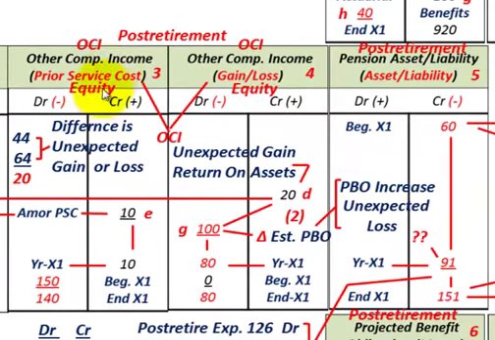Okay, so now this is where we move over to our other comprehensive income, and now we have to break it out for the post-retirement elements.